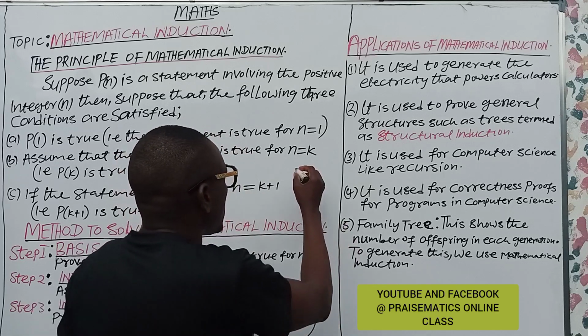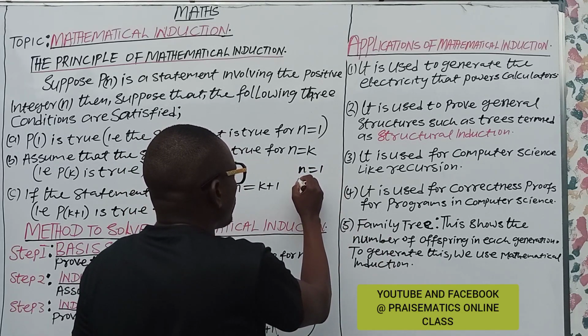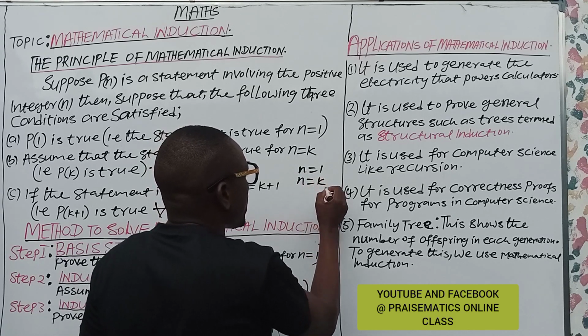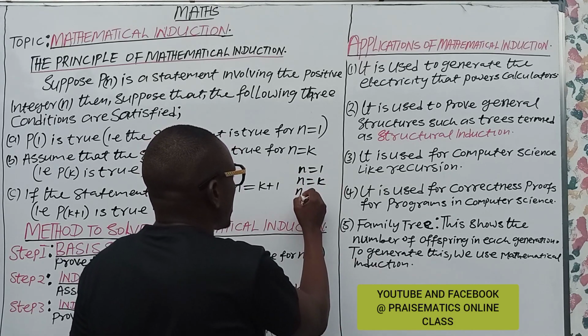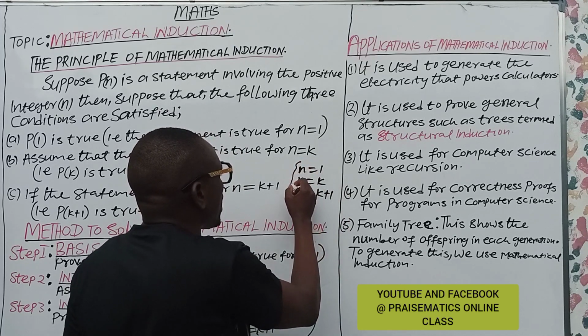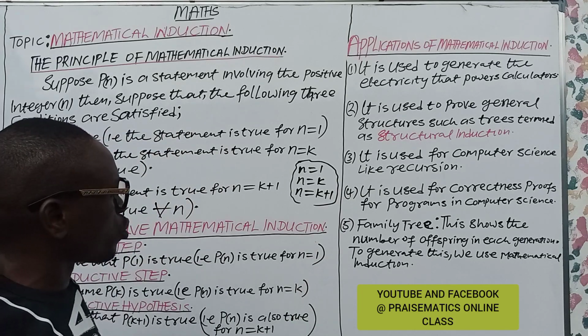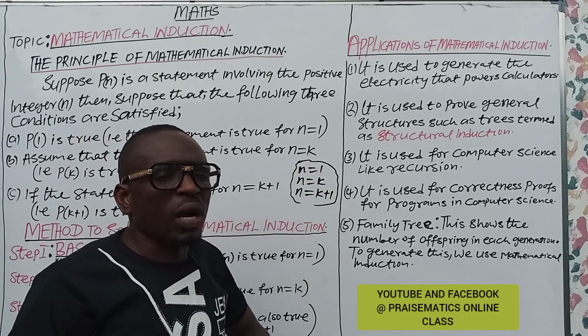You must check when n equals 1. That is the first step. After then, you check when n equals what? k. And finally, you now check when n equals k plus 1. These are the three steps that you are going to follow to solve mathematical induction. And if all these things are true, you can now conclude.